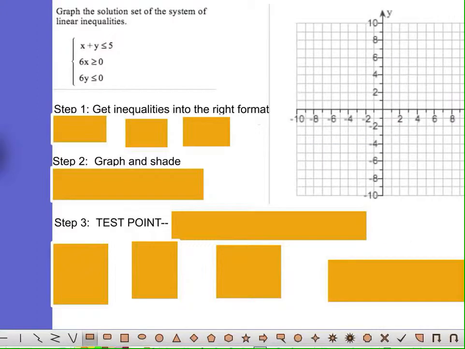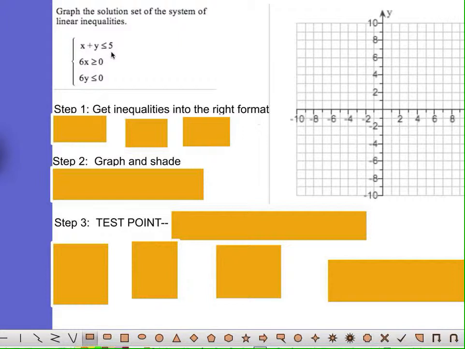Here we're going to graph 3 inequalities. We have x plus y is less than or equal to 5, 6x is greater than or equal to 0, 6y is less than or equal to 0. Step 1, get all the inequalities into the right format.